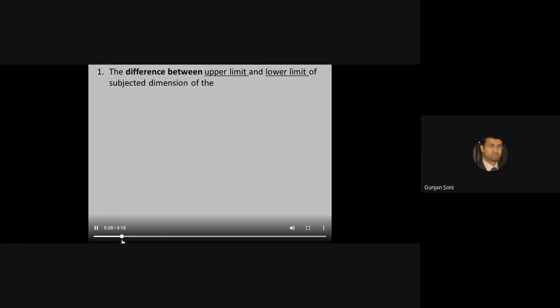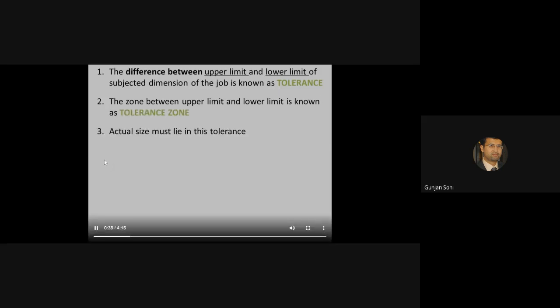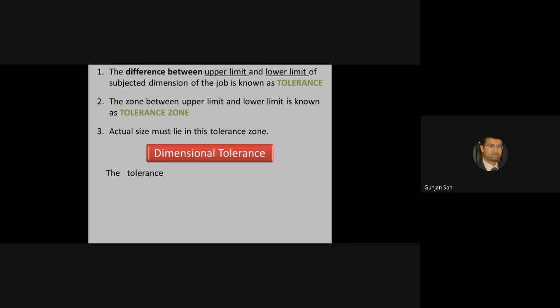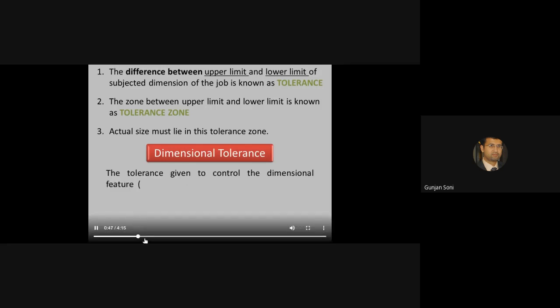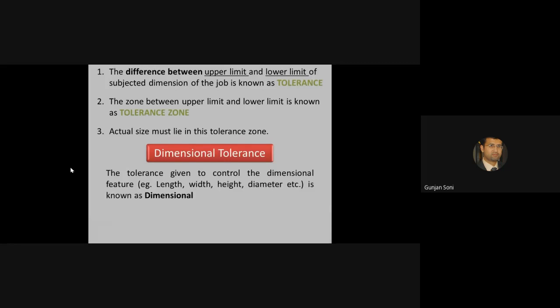Now, in the previous video, we have studied that the difference between upper limit and lower limit of the subjective dimension of the job is known as tolerance. And the zone between upper limit and lower limit is known as the tolerance zone. Third one is the actual size must lie in this tolerance zone. Now we have to study dimensional tolerance. The tolerance given to control the dimensional feature is known as dimensional tolerance. Dimensional feature may be length, width, height, diameter, etc.